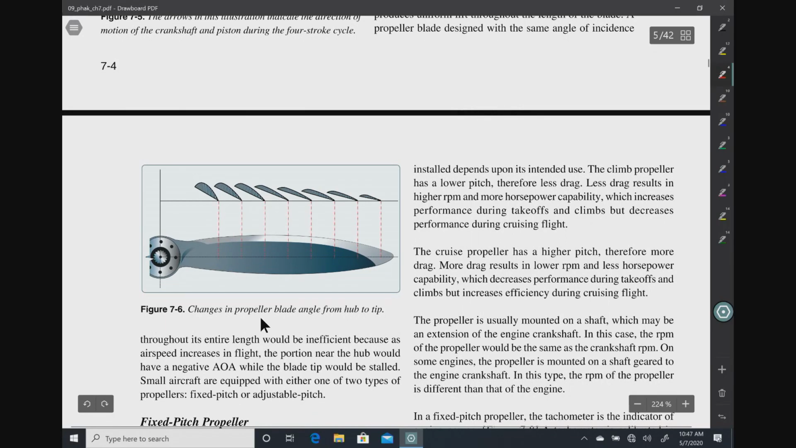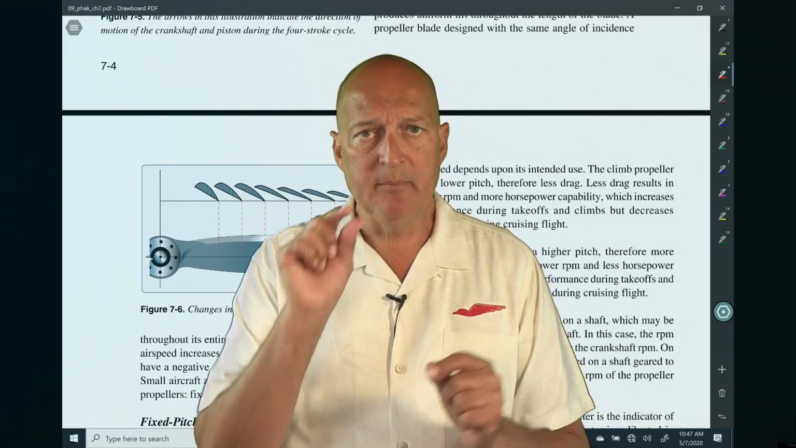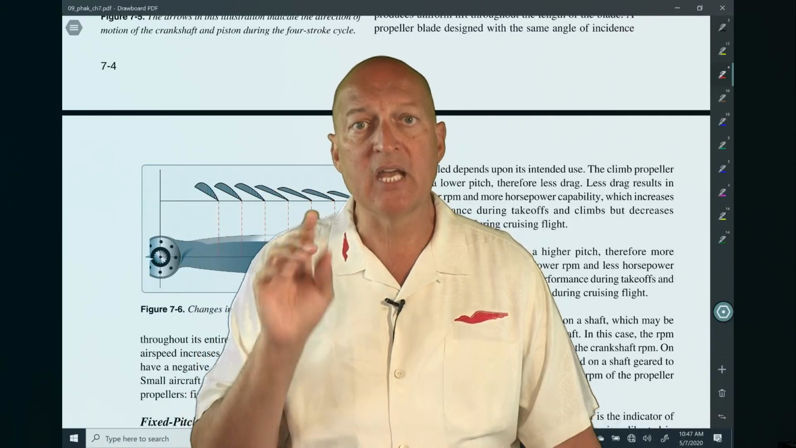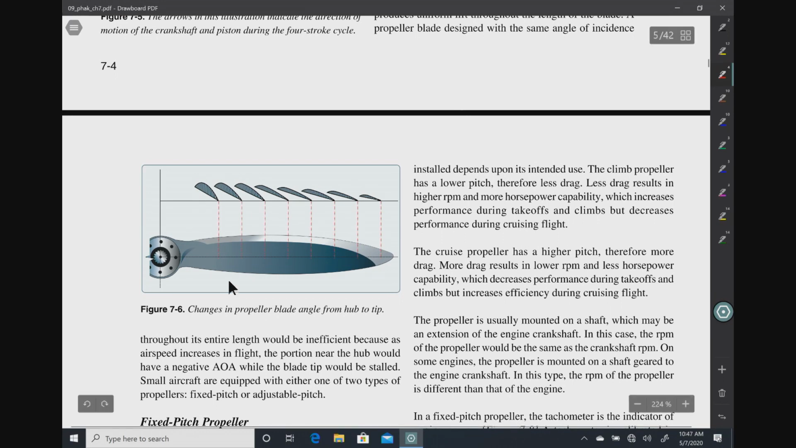Here in figure 7.6, you're going to see a little bit of a segmented view of what a typical propeller might look like. It's interesting to note that the blade angles themselves are a little bit different depending upon how far they are away from the hub or center portion of this propeller. The further out toward the end of the blade you get, it actually does not have the angle that it has closer to the hub.